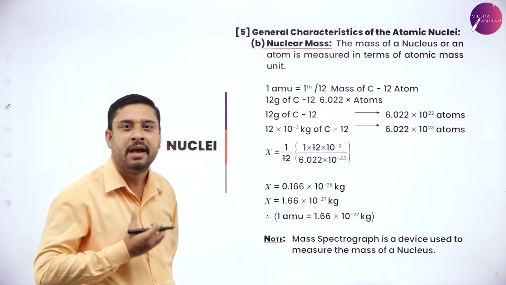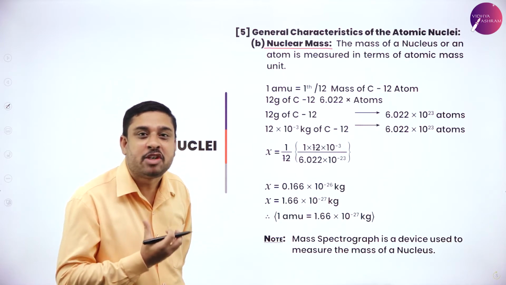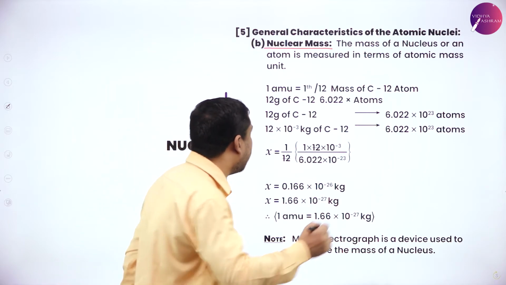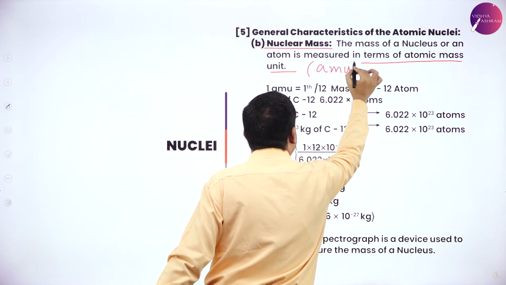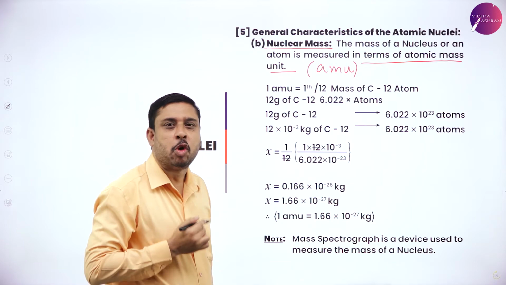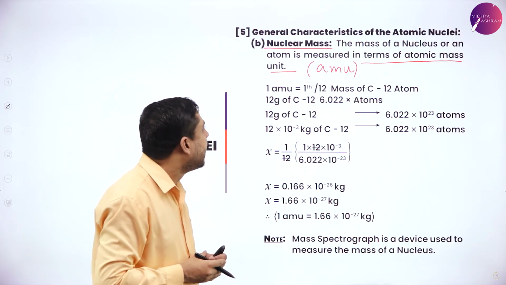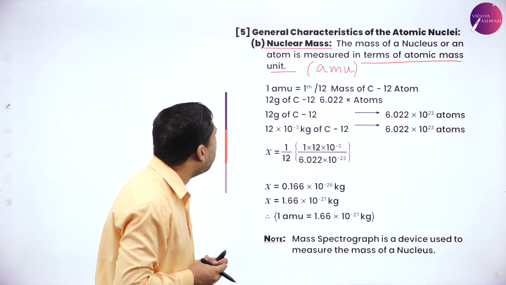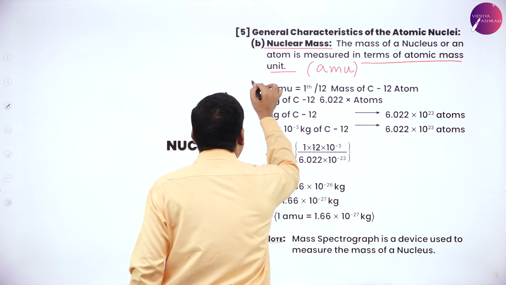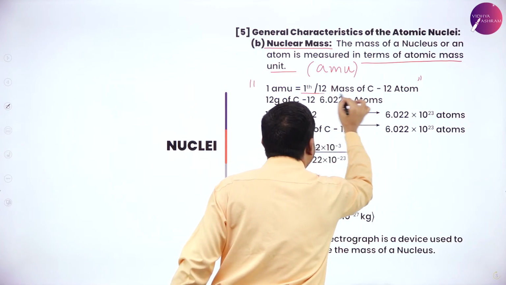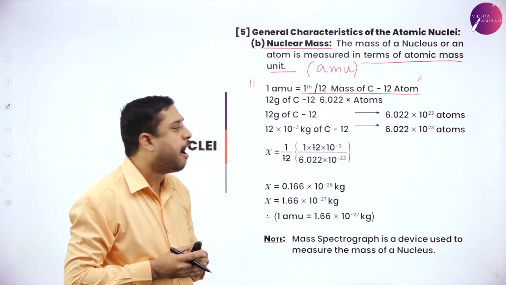My dear students, the mass of atoms or nuclei is measured indirectly in terms of a unit called atomic mass unit. So the unit used to measure the mass of atoms and molecules is AMU, which is atomic mass unit. Now, what is atomic mass unit? Atomic mass unit is defined as 1/12 the mass of carbon 12 atom.